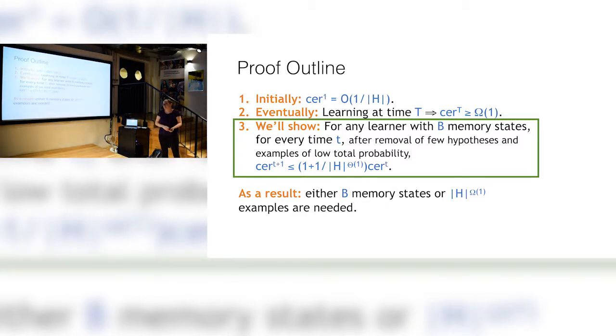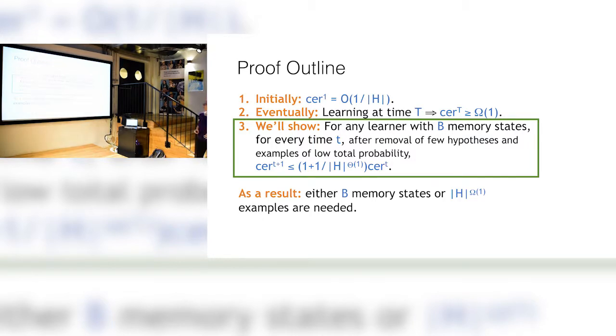If we have this, we are practically done, because the certainty is low at the beginning and must be high at the end. If at each step it is not increasing by much, the number of steps must be huge until it ends. The proof outline is clear.